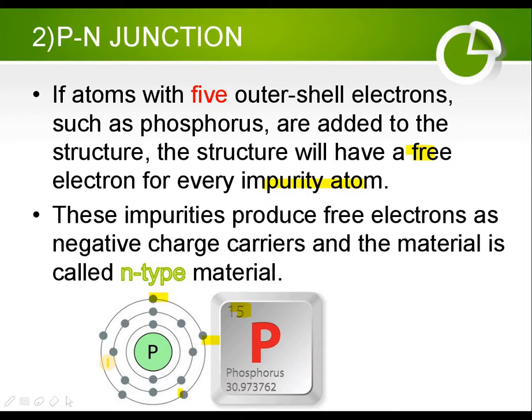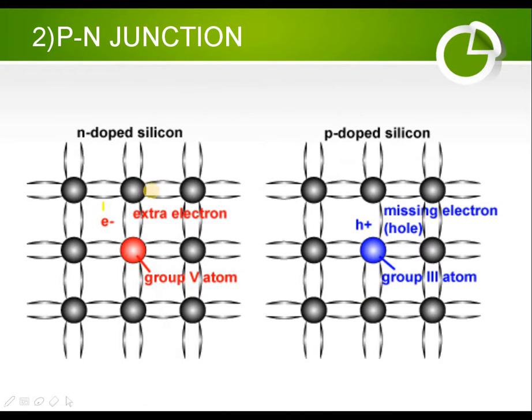These impurities produce free electrons as negative charge carriers, and the material is called n-type material. This is n-type, n-doped. Why do we call it n-type? N comes from negative charge, because it is negative, so n stands for negative. So here is the same thing.